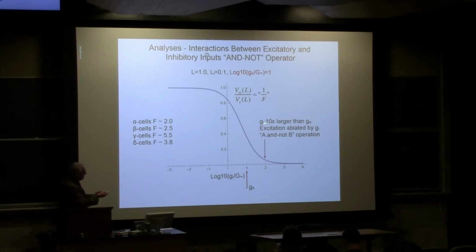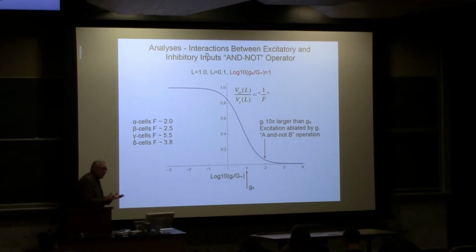So if the inhibitory conductance is 10 times larger than the excitatory conductance, that voltage is substantially reduced, by a factor of 10. So it's essentially shunting charge out through the membrane, preventing any charge from getting to the end of the cable, attenuating the voltage at the end of the cable. It's functioning as an AND-NOT operator.